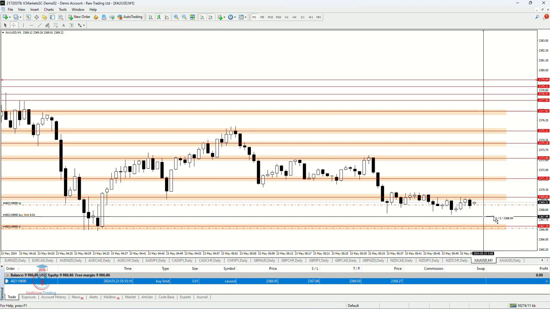So the idea is always, when you open a buy order, and in this case it is a buy limit, we are expecting that the price will go down, reach the open price, and then reverse back up, rising in value to reach our take profit. So this is the idea behind the buy limit order.